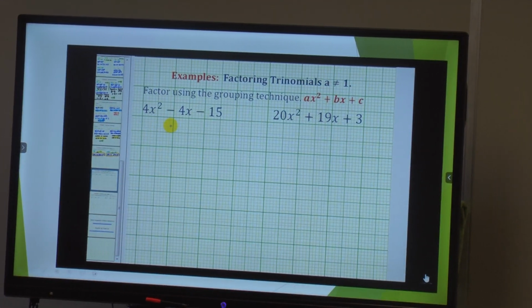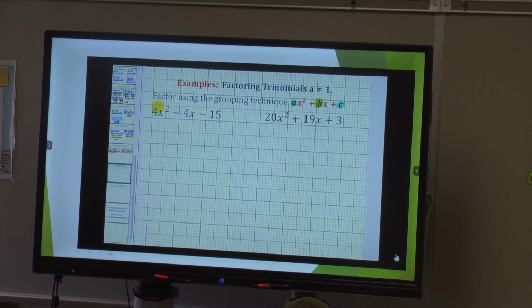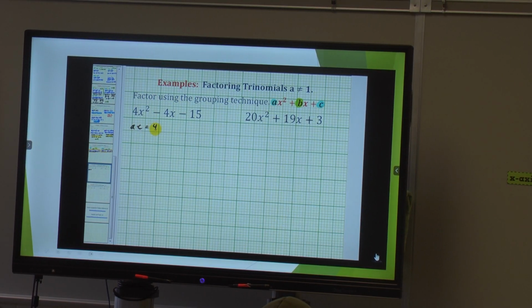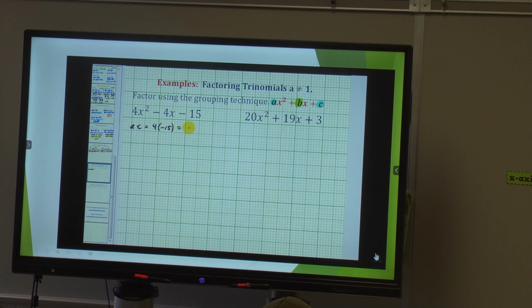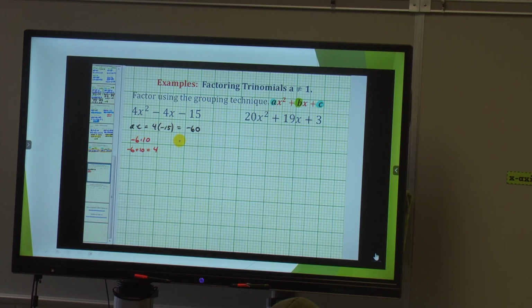So the first step in this process is to find the factors of a times c that add to b. So a times c would be 4 times negative 15, that's negative 60. We want the factors of negative 60 that add to negative 4. Well, negative 6 times 10 is equal to negative 60, but negative 6 plus 10 is equal to positive 4. We want a sum of negative 4. So if we switch these signs and use negative 10 and positive 6, that's equal to negative 60, and these two factors do have a sum of negative 4. So negative 10 and positive 6 are the factors that we want to use.